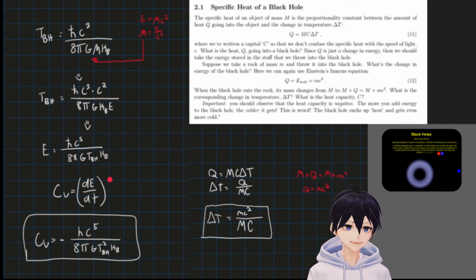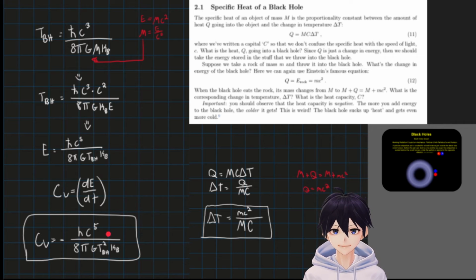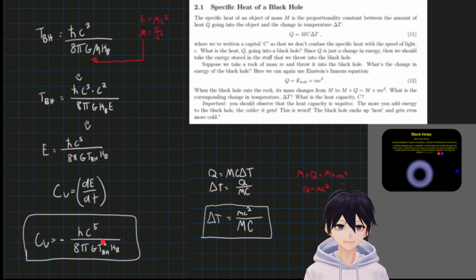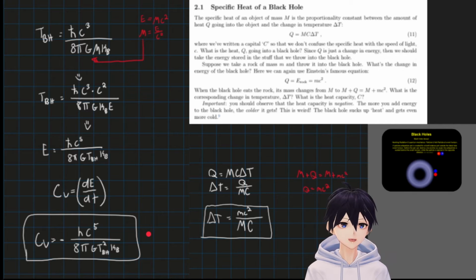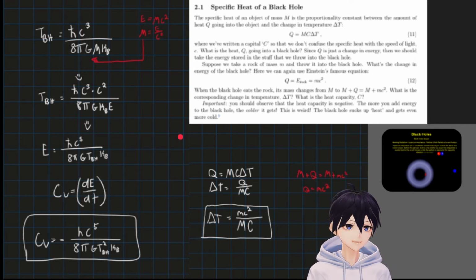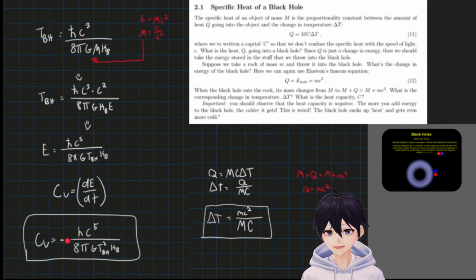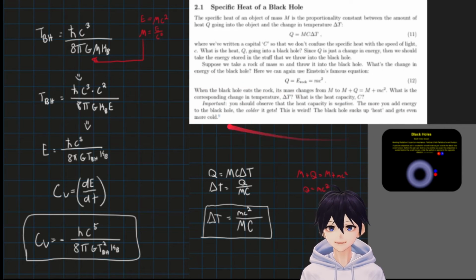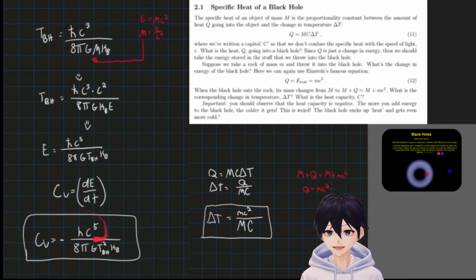As for now, we just take the derivative of 1 over t, and that just leaves us with -1 multiplied by 1 over t squared. And that's why we have this negative in the front, and our t is now our t squared. So the important note they wanted to point out is that our heat capacity is negative. The more you add energy to the black hole, the colder it gets.